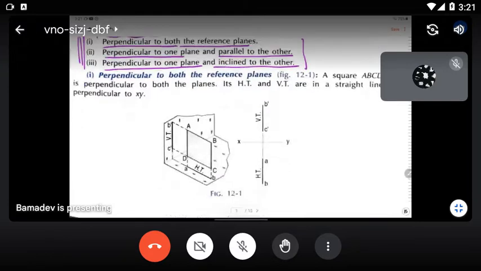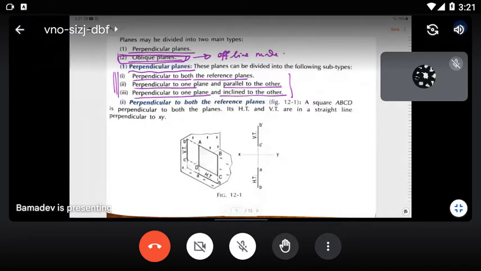So now you can see this plane ABCD. ABCD is a plane. This is your vertical plane, the reference plane. This is the horizontal plane. You are observing plane ABCD. Are you able to see this ABCD plane? A is here, B is here, C is here, D is here. Yes, sir.